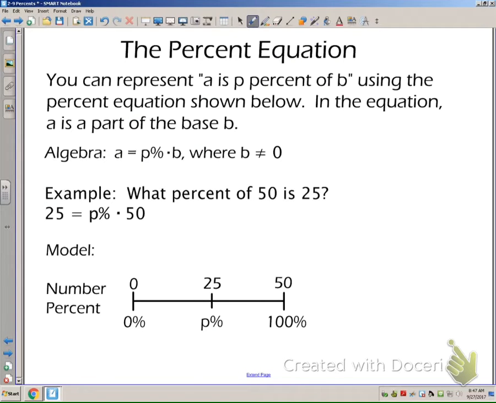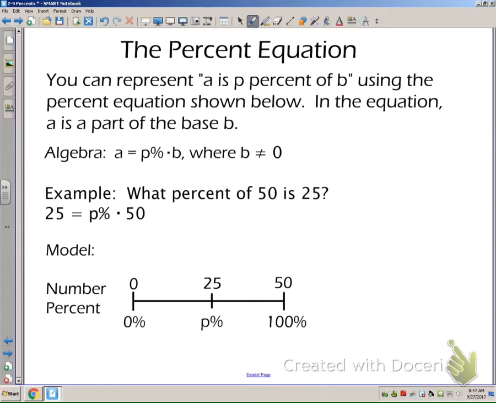Okay, another way that we can do this is by using the percent equation. You can represent A is P percent of B using the percent equation that is shown below. A is equal to the percentage times B. And B cannot equal 0 once again. The reason we don't want B to equal 0 is because percent times 0 would just be 0.